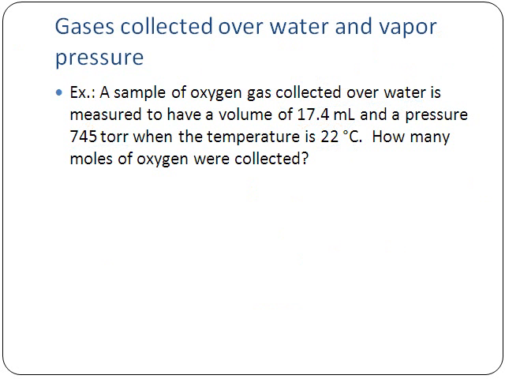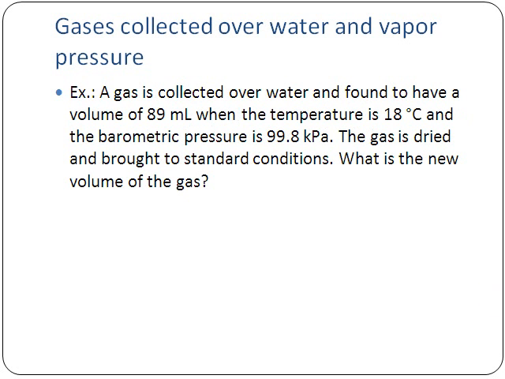Our next guy here. Let's say that a gas is collected over water, is found to have a volume of 89 milliliters when the temperature is 18 degrees C and the barometric pressure is 99.8 kilopascals. The gas is dried and brought to standard conditions. What is the new volume of the gas? So we're looking for the volume. We have to ask, is this collected over water? And it says, yeah, collected over water.